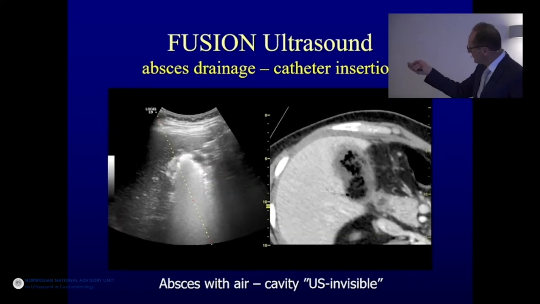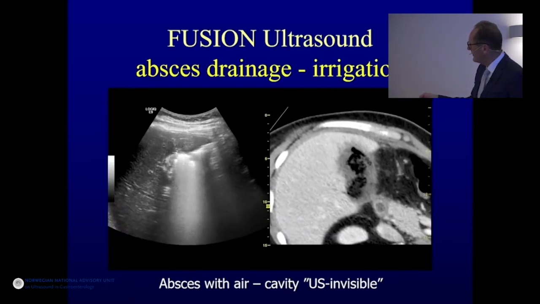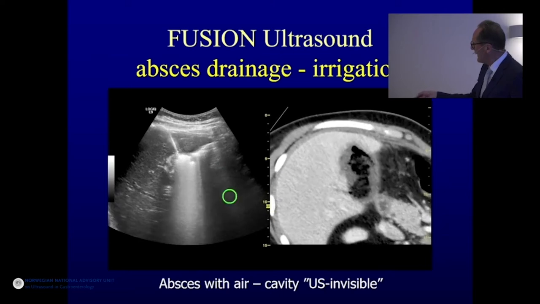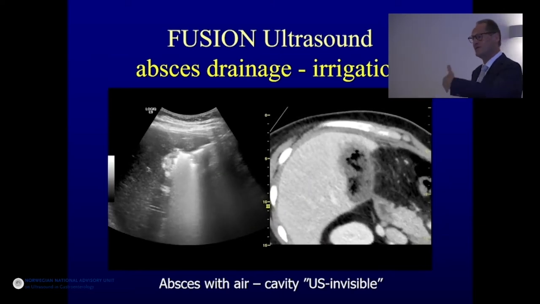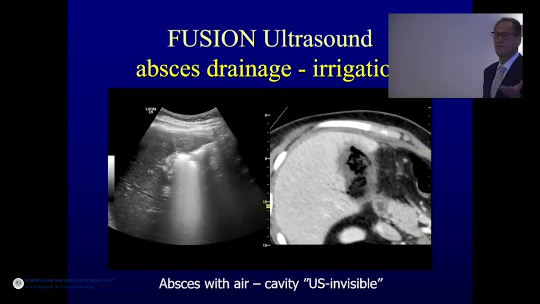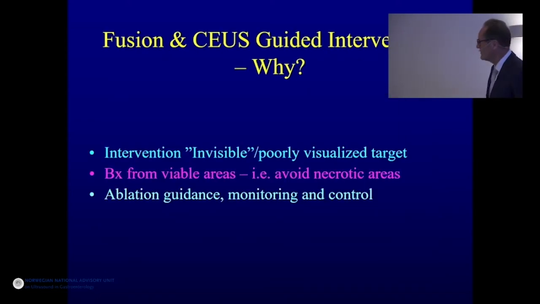Knowing that behind this air there is actually an abscess, I was able to drain it, putting in my needle and putting in a catheter and irrigating on the catheter and draining the abscess. I would not have done that as comfortably if I had not seen that behind this air was the abscess. So that is a good indication for fusion drainage, for fusion intervention.